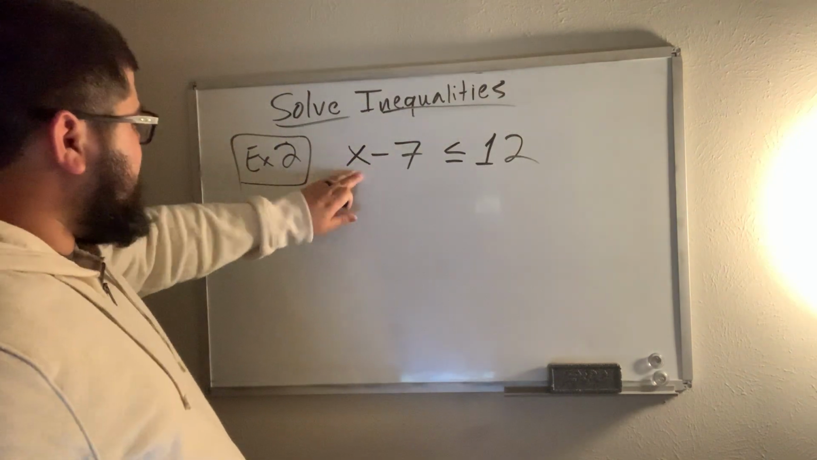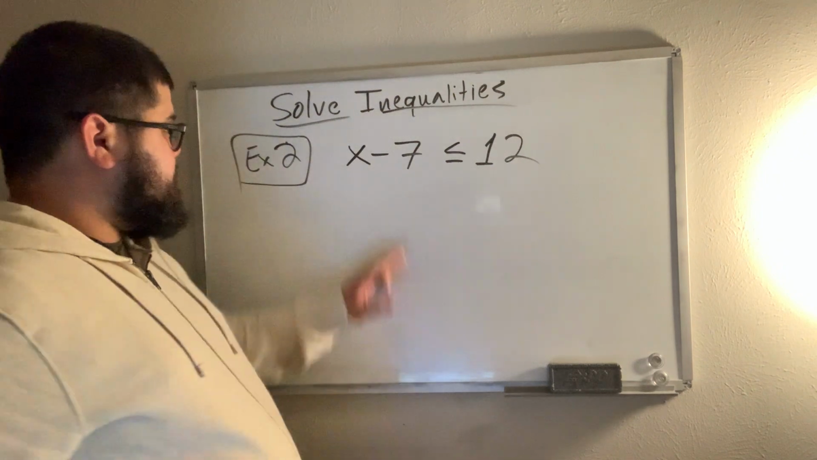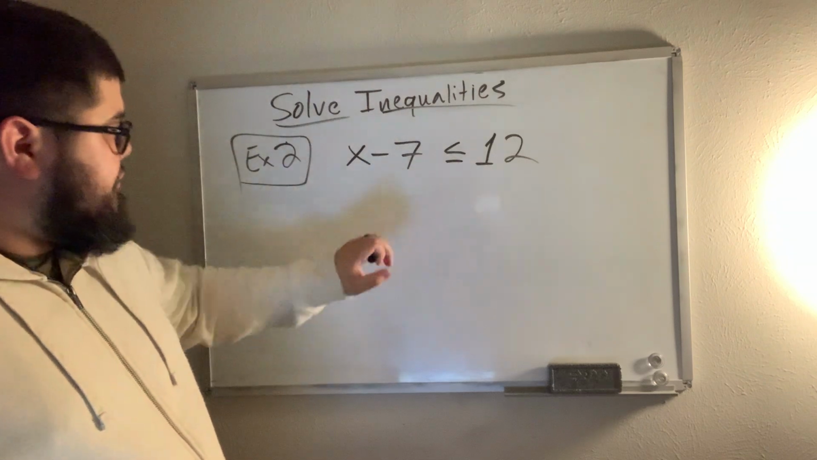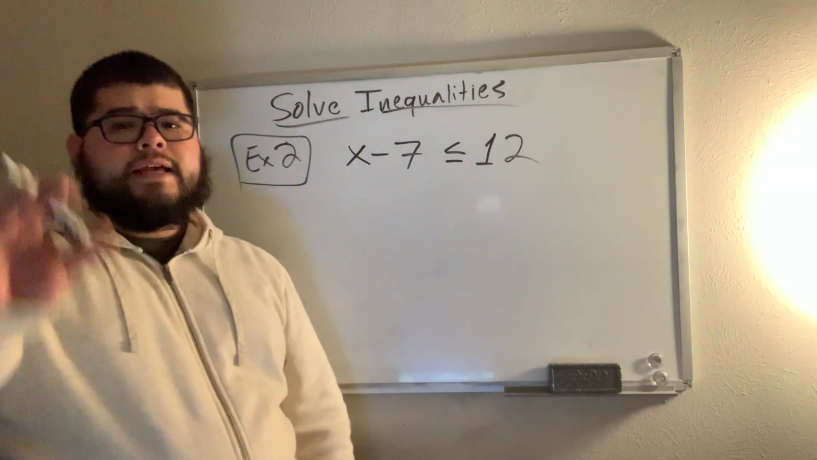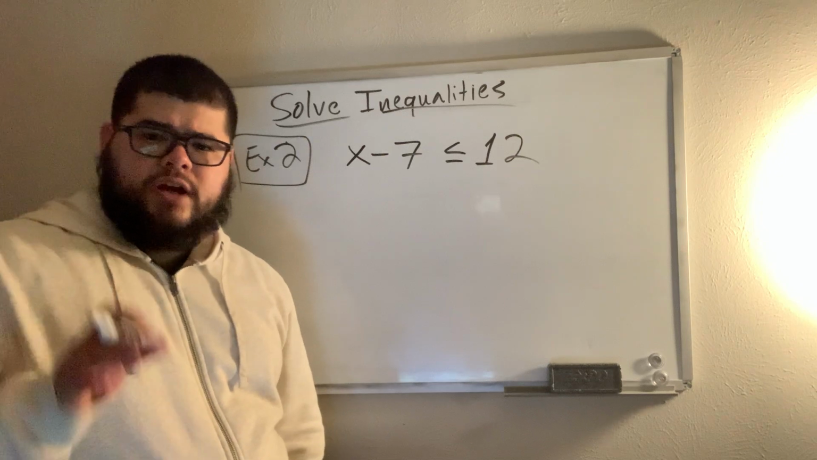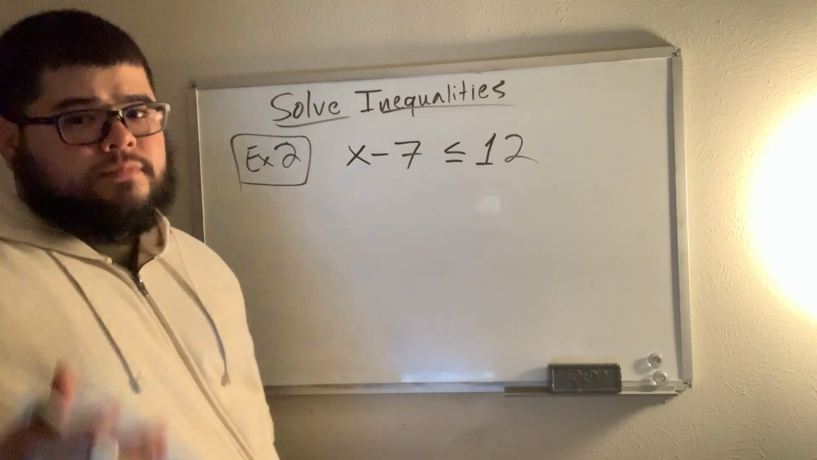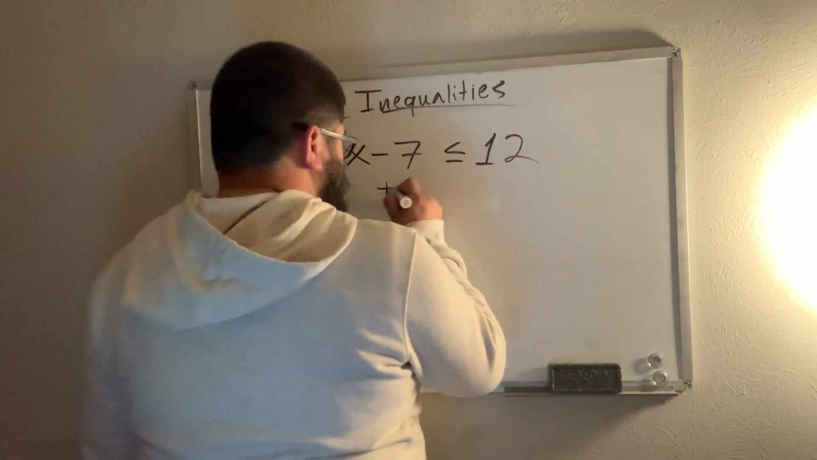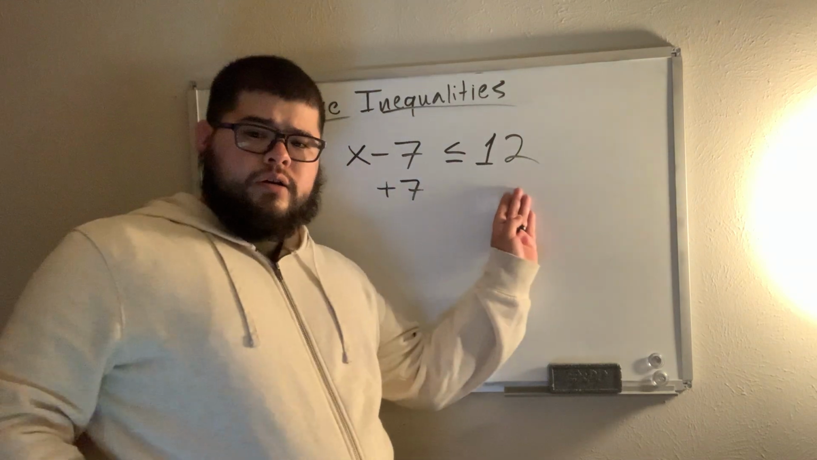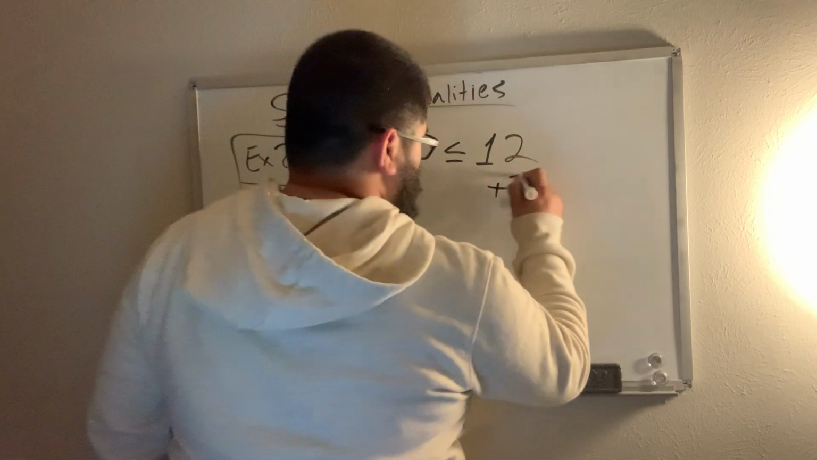All right, what is being done to the variable? What operation? Subtraction, right? Now, what are we subtracting? 7. What is the opposite of subtracting 7? Adding 7, right? So we're going to add 7 to the left, and whatever we do to the left, we also have to do to the right. We're going to add 7 here as well.